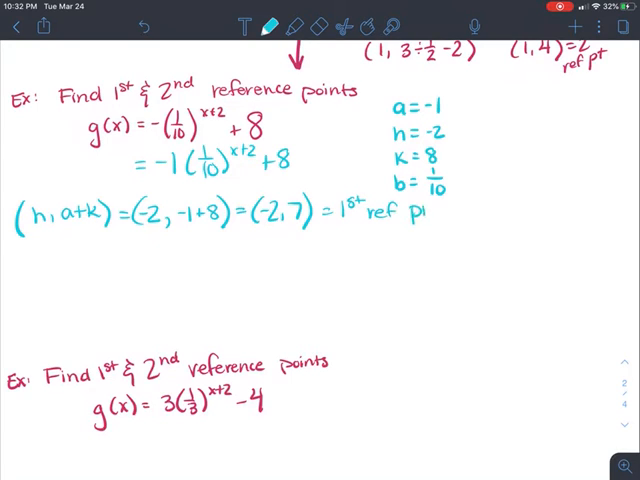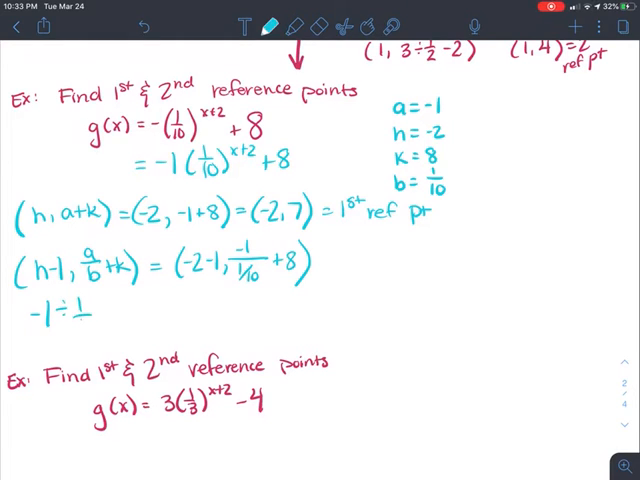Reference point. Okay, so my second value is (h minus 1, a over b plus k). So my h is negative 2 minus 1. My a is negative 1 over 10 plus 8. First I'm actually going to come down here to the bottom and do negative 1 divided by 1 over 10, which becomes negative 1 times 10 over 1, so negative 10.